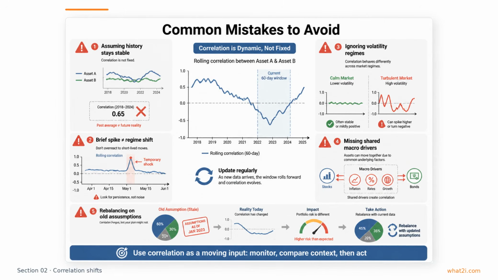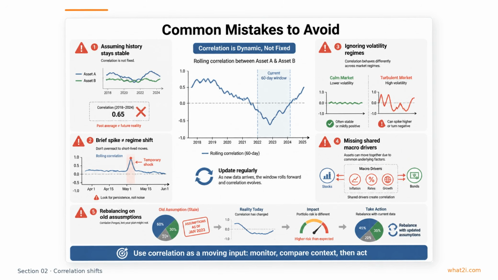Several common mistakes make correlation shifts harder to interpret correctly. One is assuming that historical correlation is stable and therefore safe to plug into models without question. Another is treating a brief spike as if it proves a lasting regime change. Investors also sometimes ignore volatility regimes, even though calm and stressed markets can produce very different relationships. Shared macro drivers can be overlooked as well, which makes the shift seem mysterious when it is actually explainable. Good practice is to treat correlation as a moving input, monitor it, compare it with context, and update decisions only when the evidence is durable.